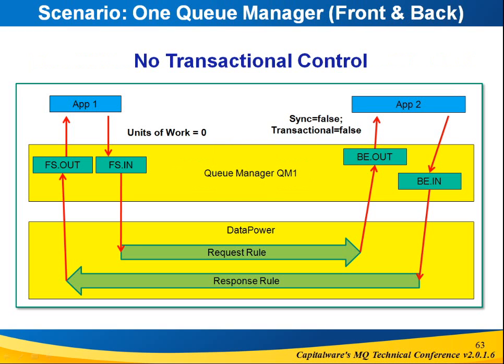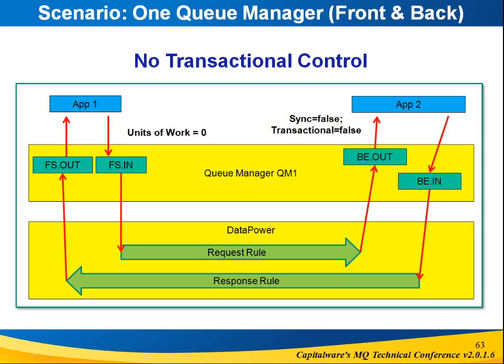Now, what happens if we have a single queue manager? This is a scenario which is used quite a lot. I've come across this quite a lot in the field, where people have a single queue manager and they're employing a DataPower box to do certain functional control of things like encryption and decryption and threat protection and things like that.